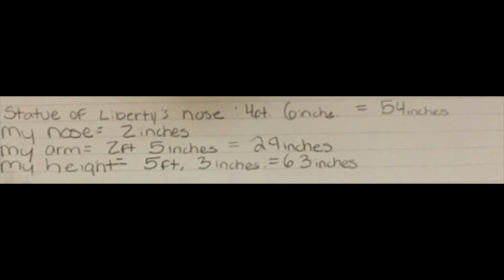So what I did was I first measured my nose, which was 2 inches. And then I measured my arm from shoulder to fingertip because that's what the problem asked me to find from her. And that was 2 feet 5 inches. And then I found my height, and I'm 5 foot 3 inches. And then I wanted to make sure the numbers were in the same unit. So for her nose, I made it 54 inches, and I did that by multiplying 4 by 12 and adding 6. And then I did the same thing with my arm and height. I just multiplied the feet by 12 and then added the inches.